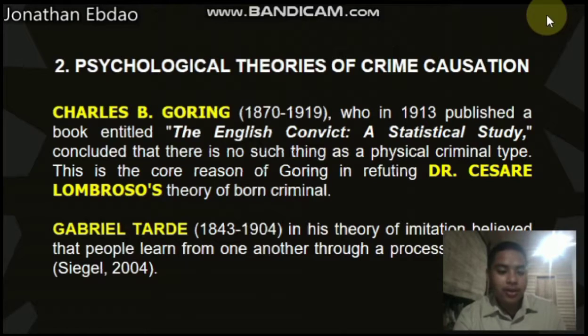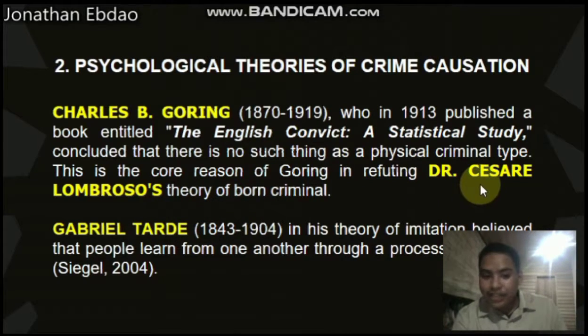The next one is the psychological theories of crime causation. Charles B. Goring, who in 1913 published a book entitled The English Convict, a statistical study, concluded that there is no such thing as a physical criminal type. This is the core reasoning of Goring in refuting Dr. Cesare Lombroso's theory of the born criminal. And Gabriel Tarde in his theory believed that people learn from one another through the process of imitation.